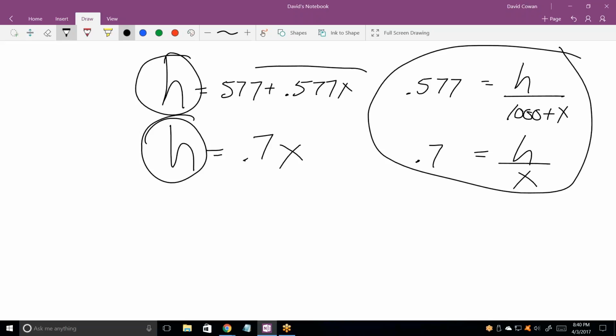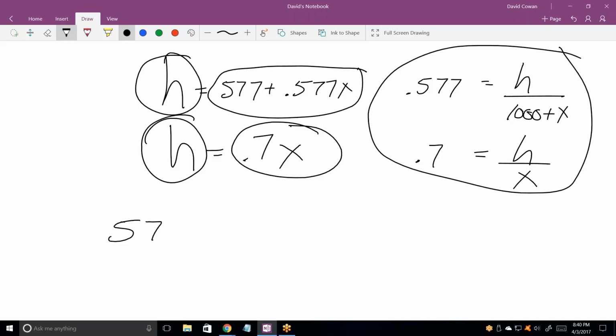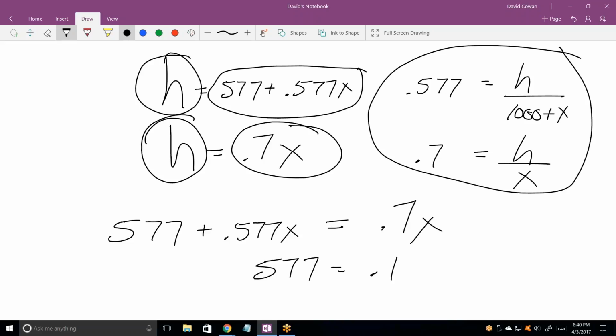So now I can set that equal to this, and I'll only have one equation and one unknown. What's the next step in solving that? Minus 0.577x. Okay, so now I've got 577 equals 0.123x, correct? Yeah. So now x equals 577 divided by 0.123, which is what?